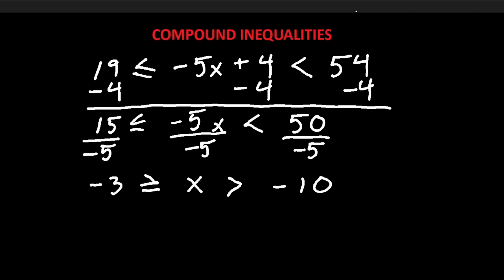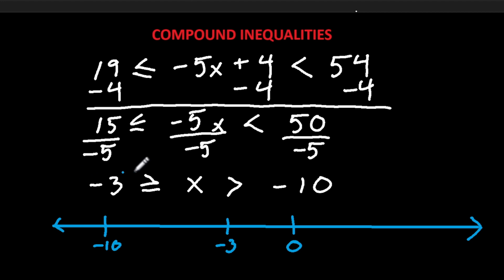Now, when I graph it, I'll draw the line and I'll mark both minus 3 and minus 10 on the line. Now, from here, the minus 3 is bigger than the x. If I was to separate these, it would be x is less than minus 3. I'll write that up here. x is less than or equal to minus 3. And this one over here is as written, so it's x is greater than minus 10.